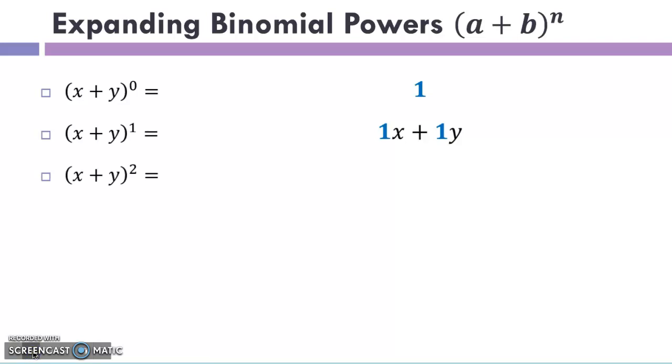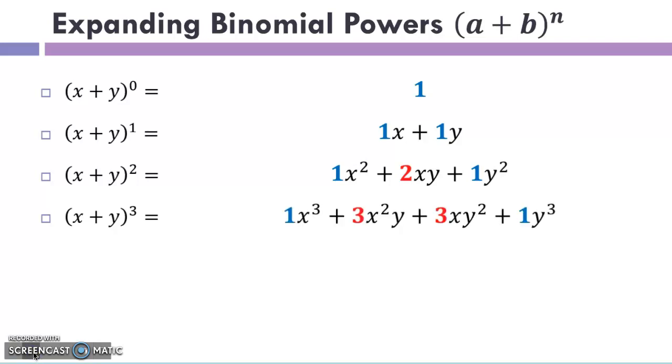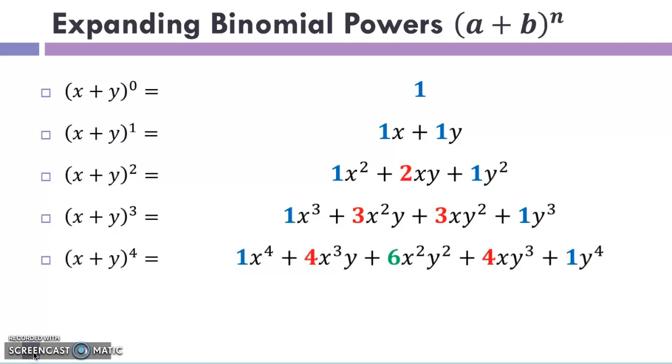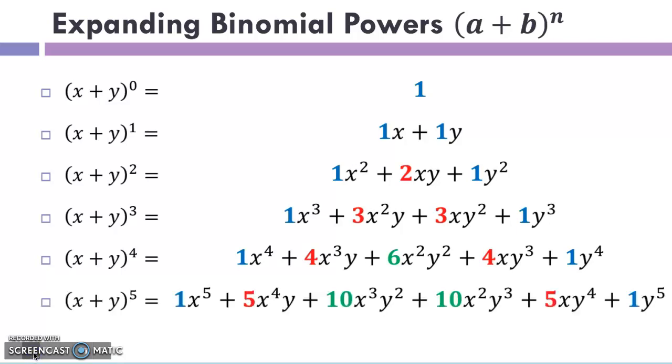x plus y squared is 1x squared plus 2xy plus 1y squared. x plus y cubed is equal to 1x cubed plus 3x squared y plus 3xy squared plus 1y cubed. x plus y to the 4th follows a similar pattern, and x plus y to the 5th follows another similar pattern. Now, where are these numbers all coming from?